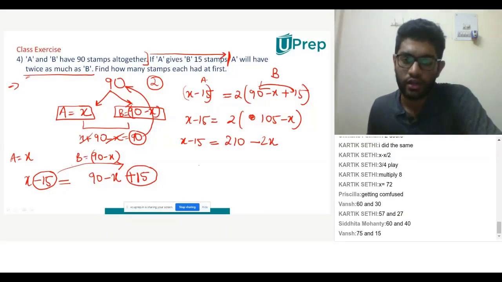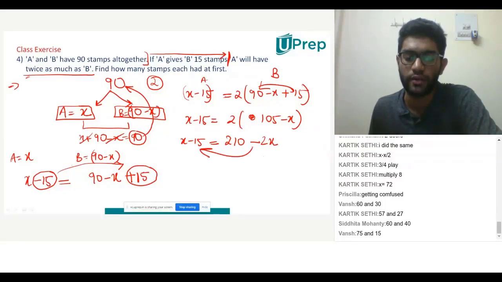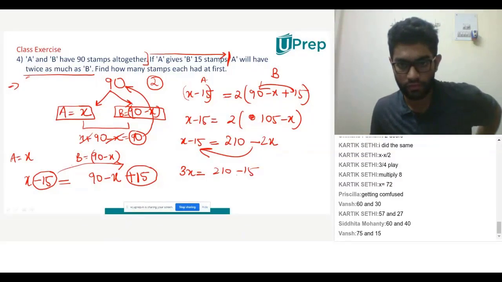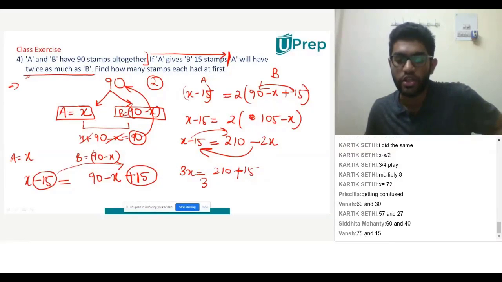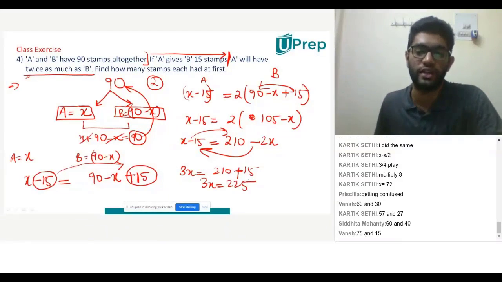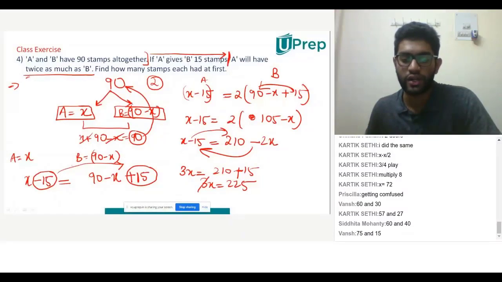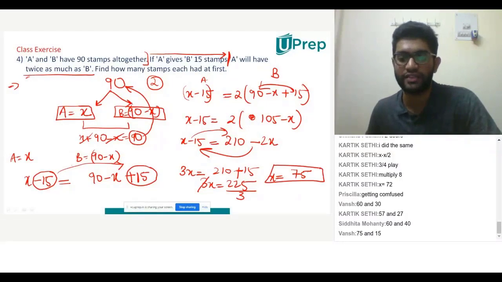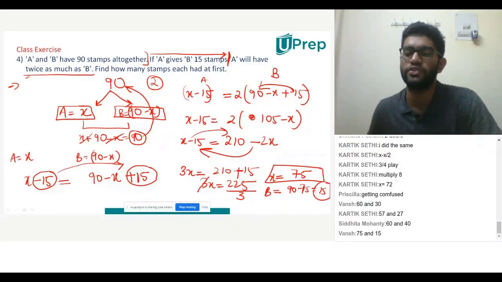Is this clear, guys? Now I just have to isolate, send 2X there. So it becomes 3X equal to 210 minus 15. Sorry, 210 plus 15. Minus goes here, it becomes plus. 3X equal to 225. Is this clear, guys? I just need to isolate X. Yes, sir. It goes and divides. X is equal to 75 stamps. Now if A has 75, B must have 90 minus 75, which is equal to 15 stamps. Is it clear, guys?